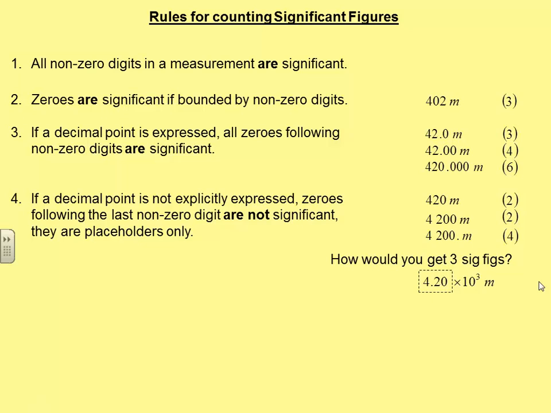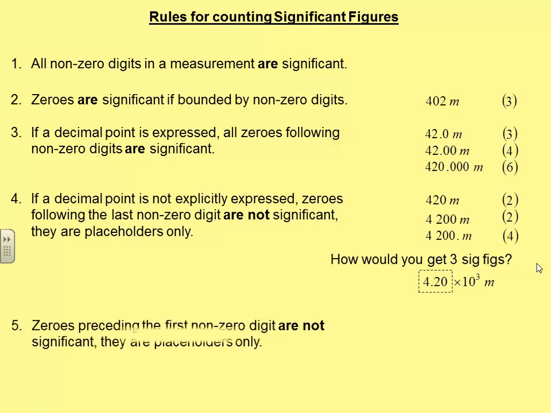Now, we're going to practice this on a worksheet tomorrow, so don't freak out. Once you use the rules a little bit, it's not too hard to count. And it's really the zeros that throw them off, sorry. Last rule. Zeros preceding means to the right of, because we read from right to left. The first non-zero digit are not significant. They are placeholders.